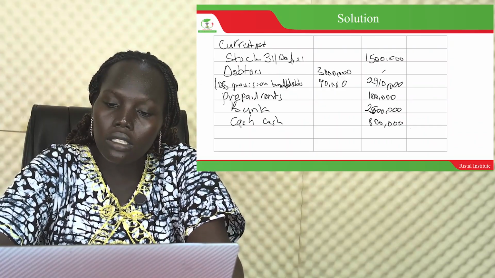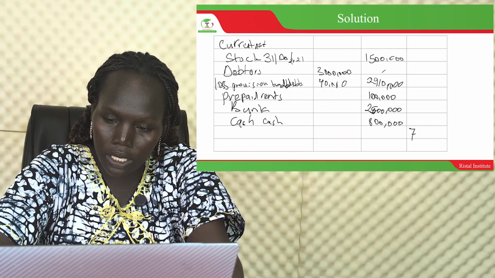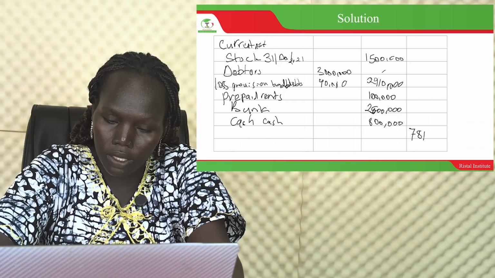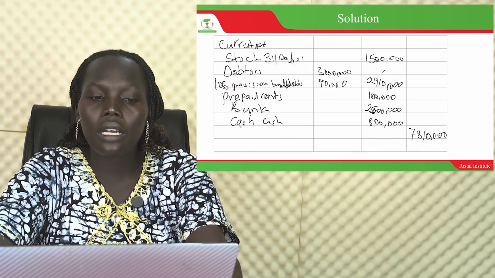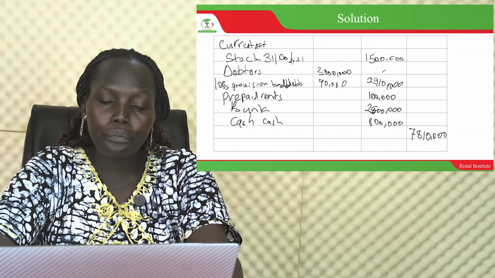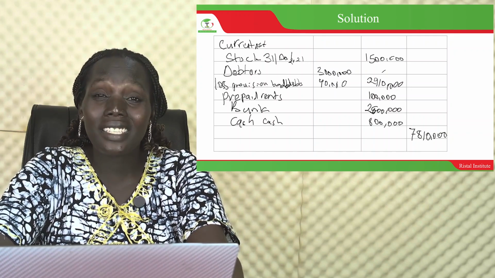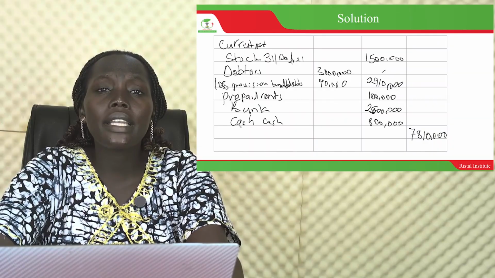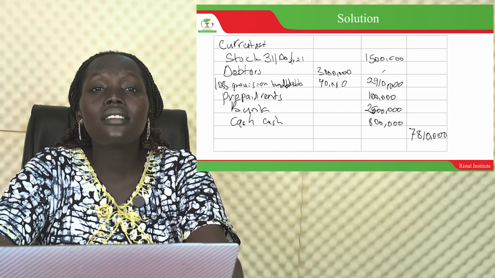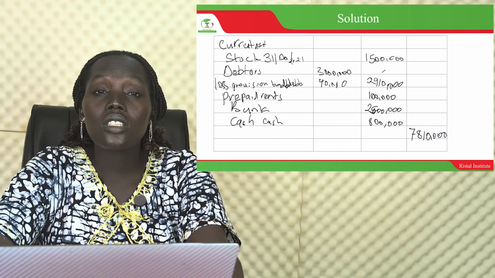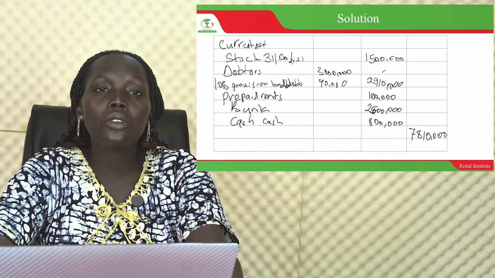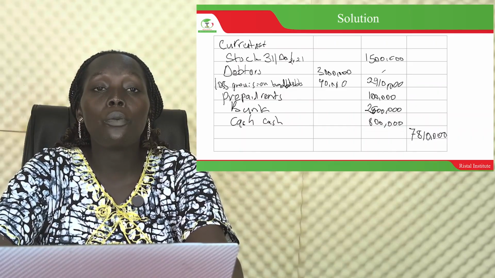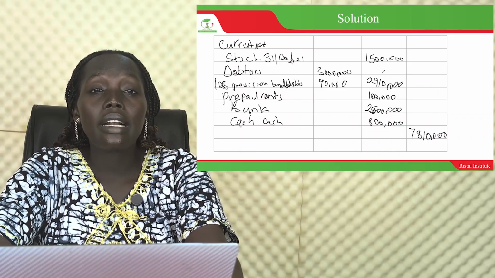So when you add the total current assets, we get 7,810,000. So having gotten the current assets, we need to get working capital. Remember, they have not given us shareholders' equity, the money. So we are going to use the formula whereby we are going to come up with our working capital.